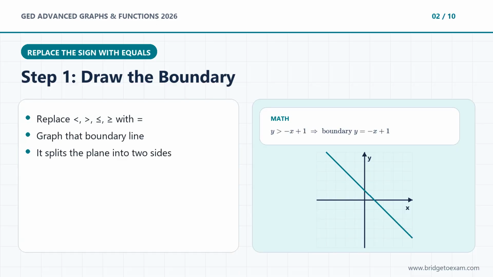Every inequality starts with a boundary line. To find it, replace the inequality sign with an equal sign and graph that line just like normal. For y is greater than negative x plus 1, the boundary is y equals negative x plus 1. This line splits the plane into two sides, and our answer lives entirely on one of them.